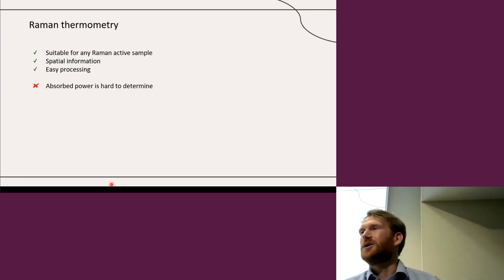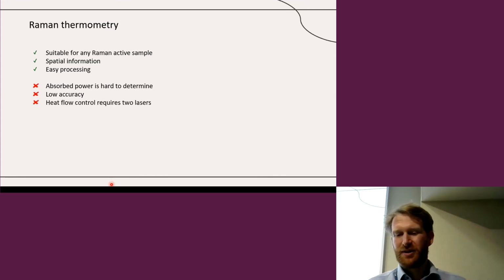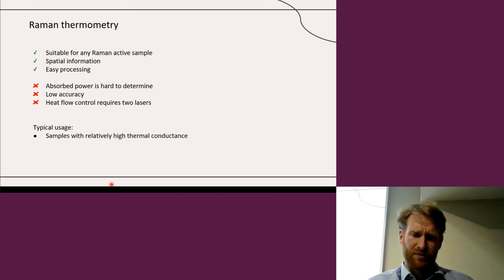However, we are still facing problems with determining the absorbed power, either through simulations or experimentally. The thermal accuracy is much lower than for electronic measurements, so you need bigger gradients to accurately measure the temperature. And if you want to have this heat flow control, you need to get two lasers, which also means that you need a certain sample size to be able to employ this kind of system.